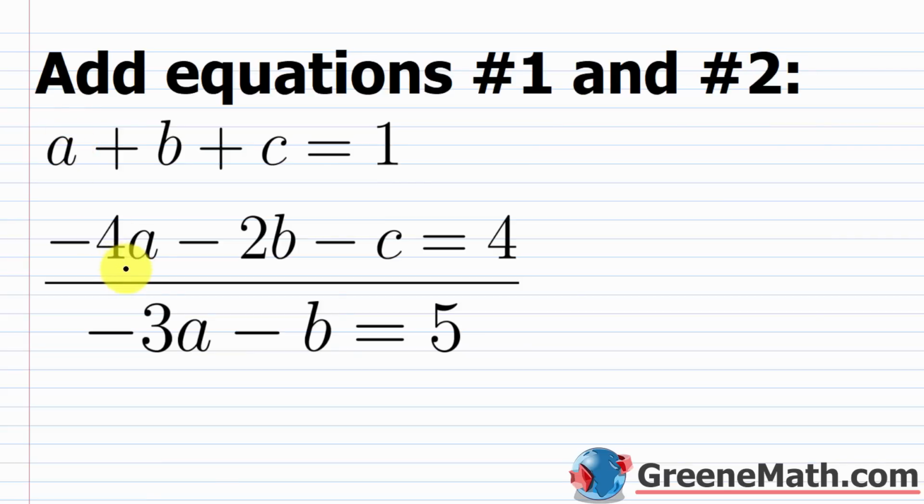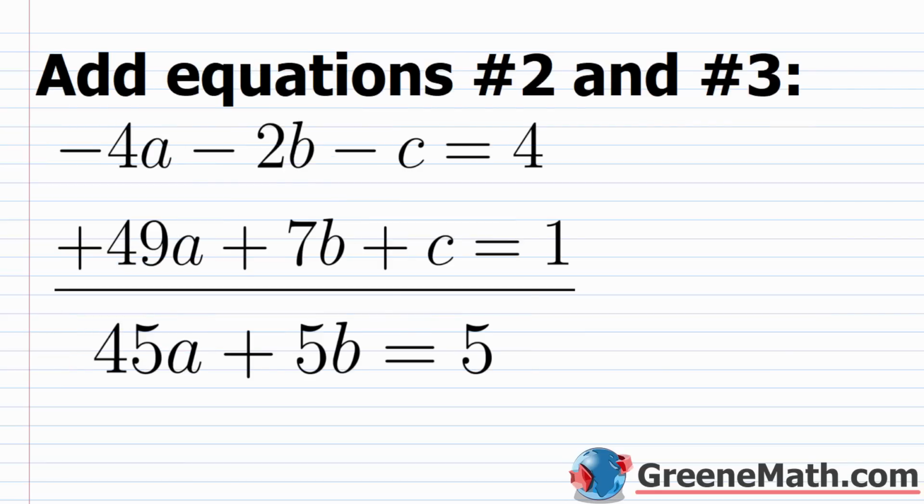So here, a plus negative 4a is going to be negative 3a. b minus 2b is going to be negative b. Then we have our plus c and minus c. I'll cancel it like that. And then on the other side of the equals, we have 1 plus 4. That's going to be 5. So we end up with negative 3a minus b is equal to 5. Let's call this equation number 4.